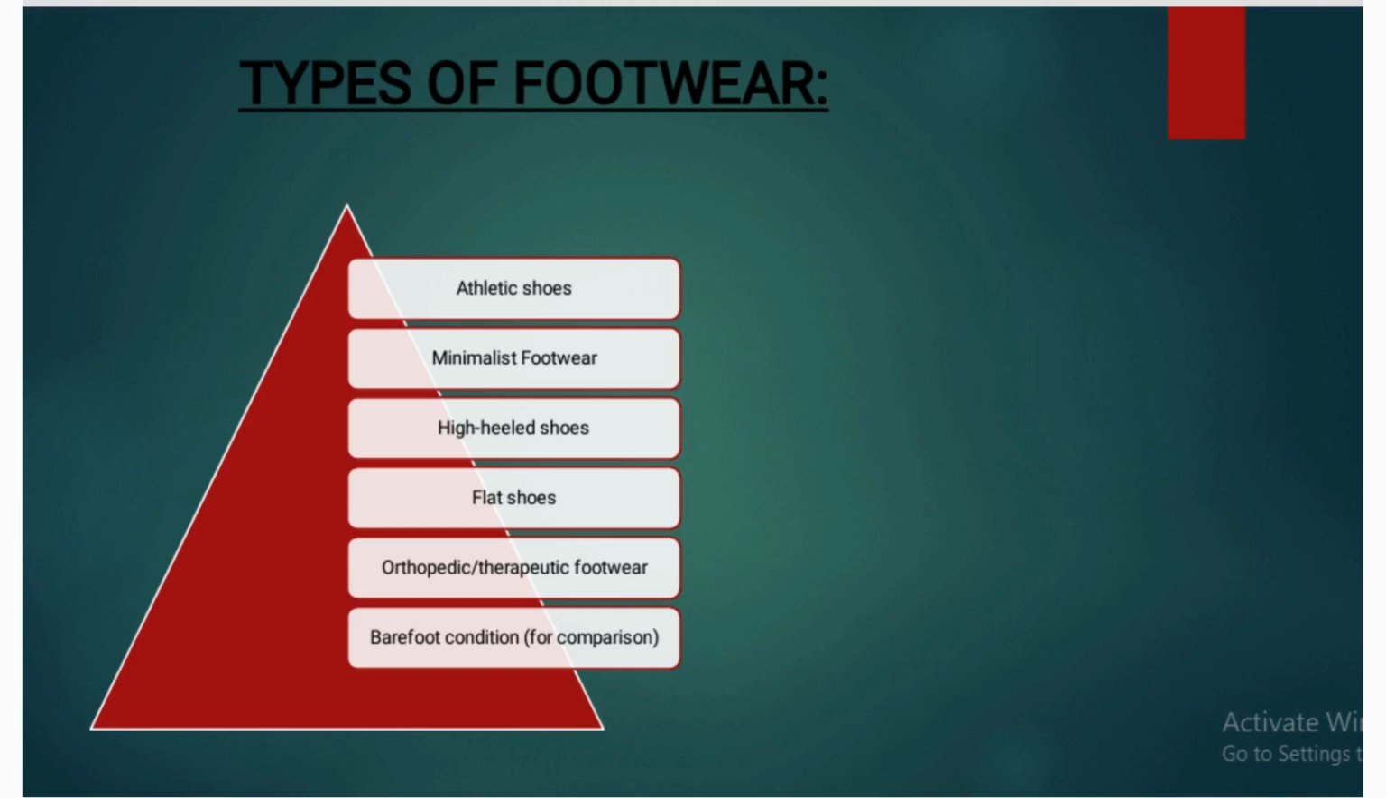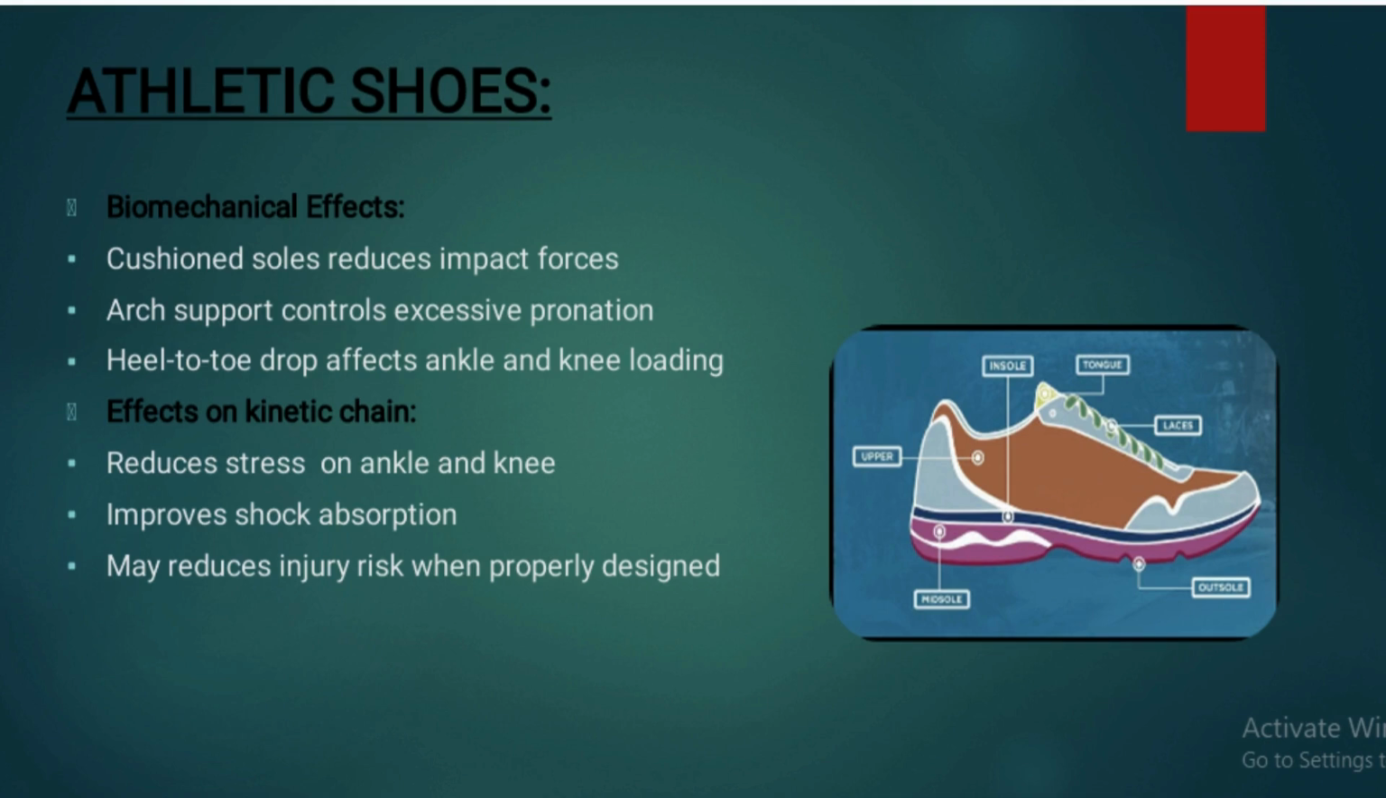Types of footwear. There are different types of footwear like athletic shoes, minimalistic footwear, high heeled shoes, flat shoes, orthopedic footwear, or barefoot conditions for comparison. The athletic shoe's biomechanical effect: they have cushioned soles that reduce the impact forces, are supposed to control excessive pronation, and the heel to toe drop affects ankle and knee loading.